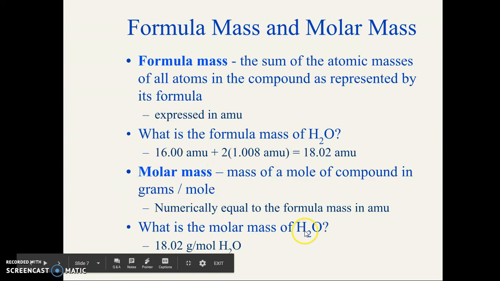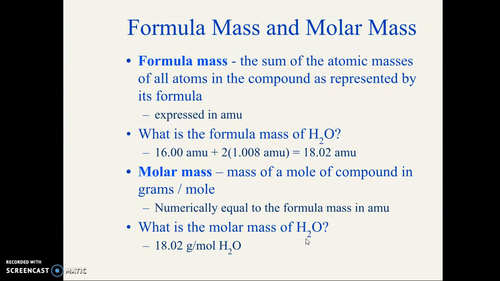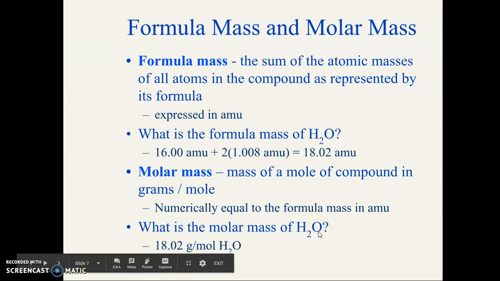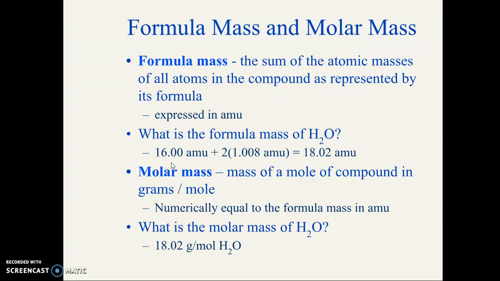You have 2 atoms of hydrogen. Hydrogen is 1.0079, so take that times 2, and then you just add that to 15.9994. You'll notice up here that there's some rounding, like the oxygen gets rounded up to 16, and the hydrogen gets rounded up to 1.008. It just depends on what periodic table you're using.